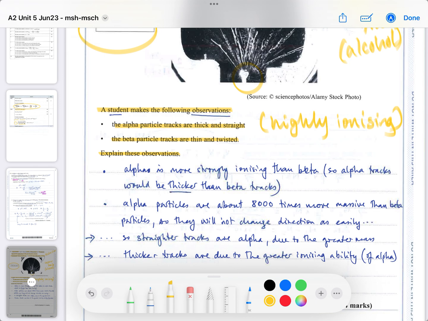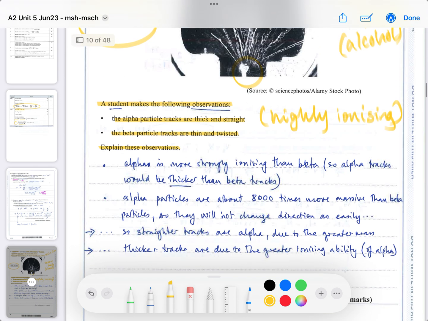So this is a 4-mark question. It's qualitative written answers. Alpha is more strongly ionizing than beta. So that's the difference. The alpha tracks would be thicker than beta tracks. If they're more ionizing, they're going to attract more of the vapor particles to them. So that's one linkage.